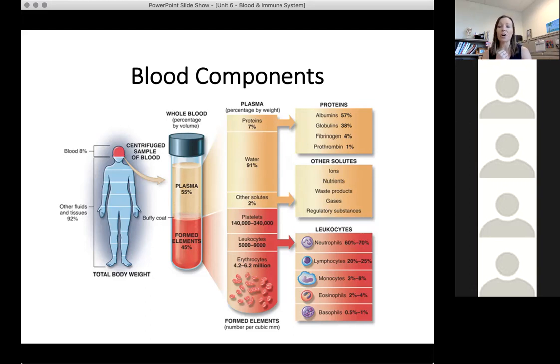Okay, then nutrients are also found floating around in the blood plasma. And these nutrients are things like glucose and amino acids that have been absorbed from the digestive tract after you've eaten food. Respiratory gases, we've talked about that the blood transports oxygen and carbon dioxide, and then also hormones. So that's the plasma component of blood, and that is a little bit more than half. You can see on here, it's about 55% of your blood is blood plasma. The other 45% are the formed elements, which are the blood cells. And these are erythrocytes, leukocytes, and platelets.